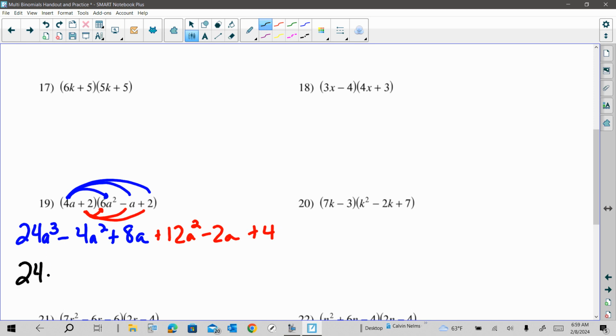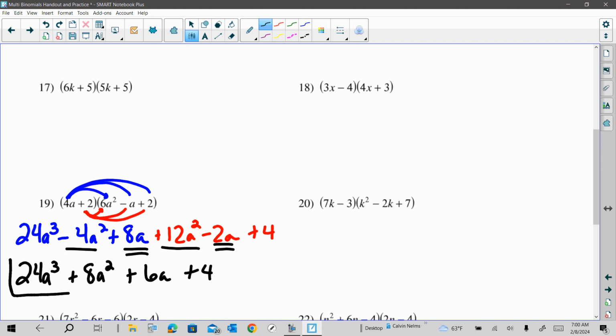The 24a cubed is the highest. Then I go to the a squares. This is going to leave me with 8a squared. Then I go to my a's. That's going to give me 6a. And then plus 4. And there's our final answer.